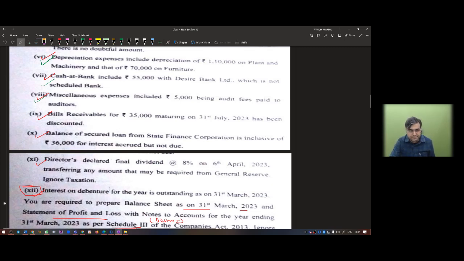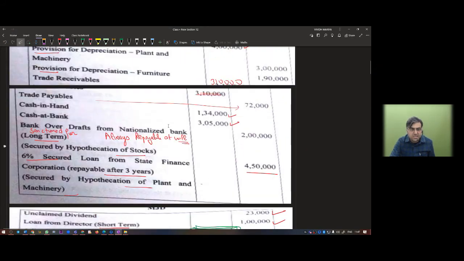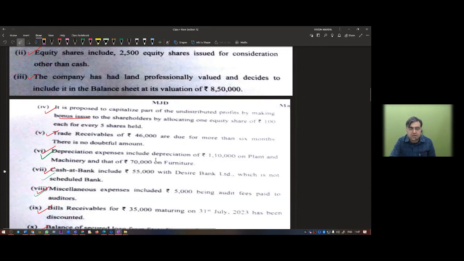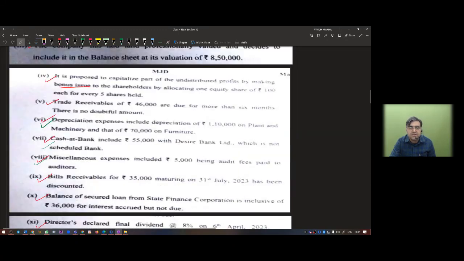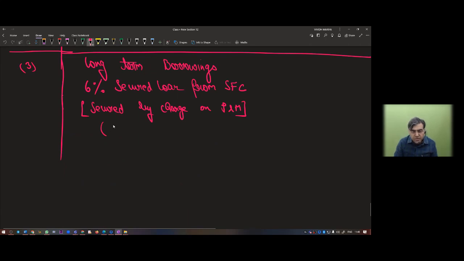Okay. So 6 lakhs includes. Where is 6 lakhs? We have read somewhere, no? Sorry, it's not 6 lakhs. It's 4.5 lakhs, which includes 36,000. So this 36,000 will go under other current liabilities. 4,50,000 minus 36,000 is 4,14,000.